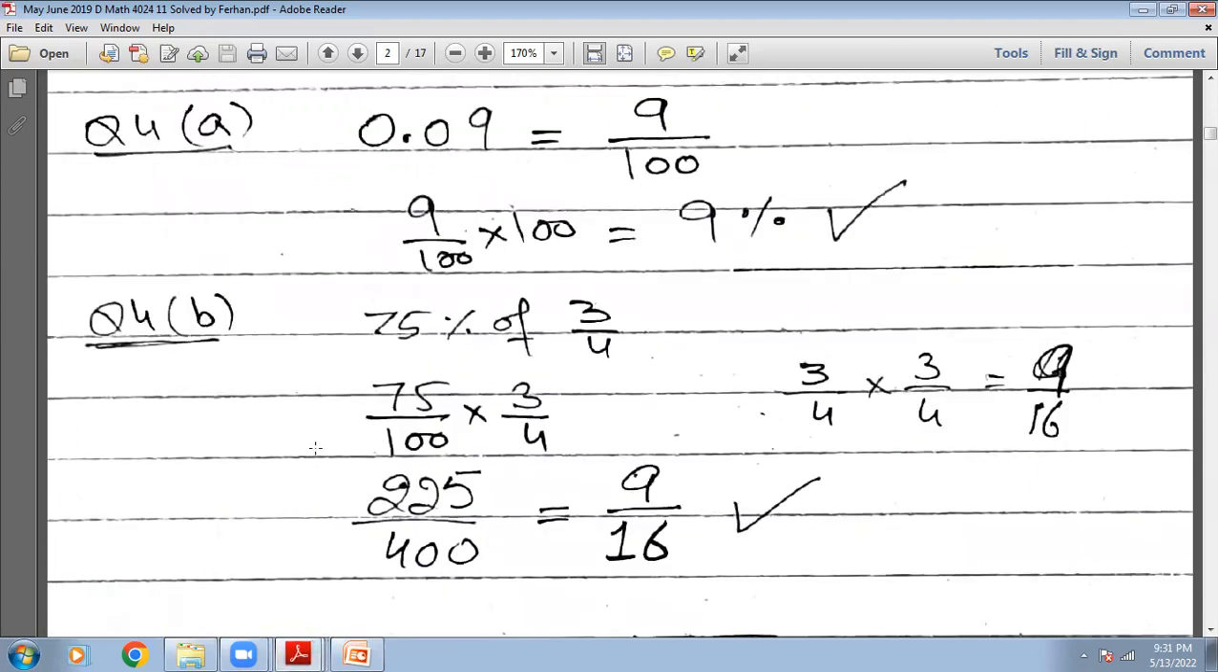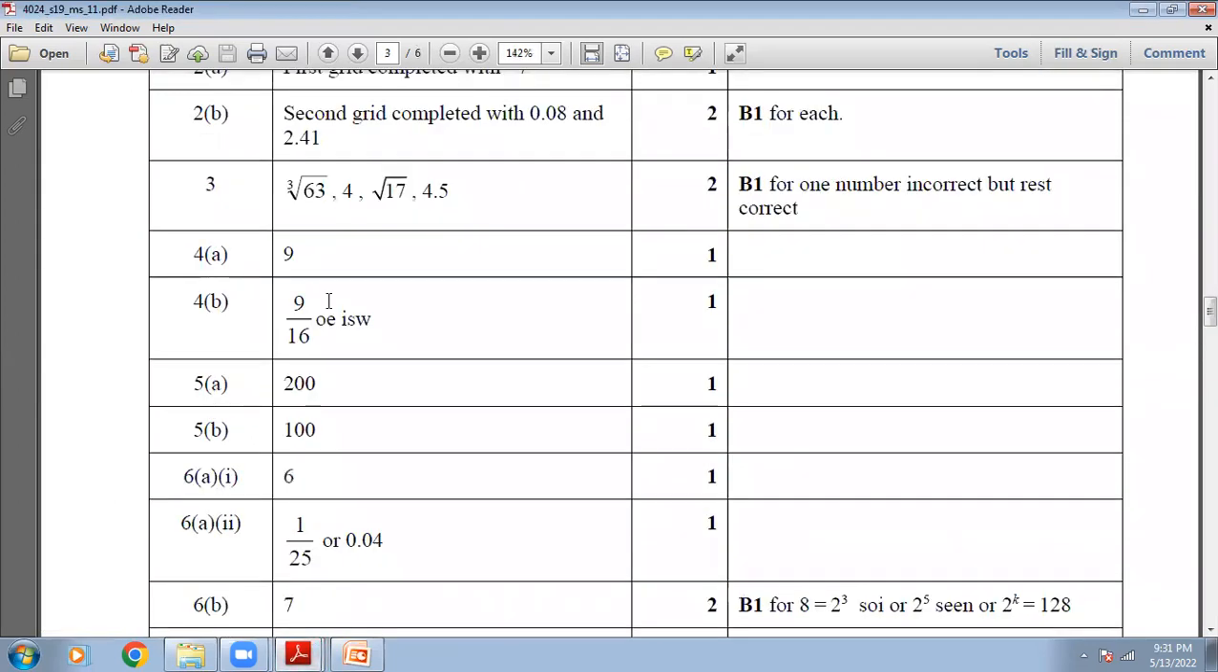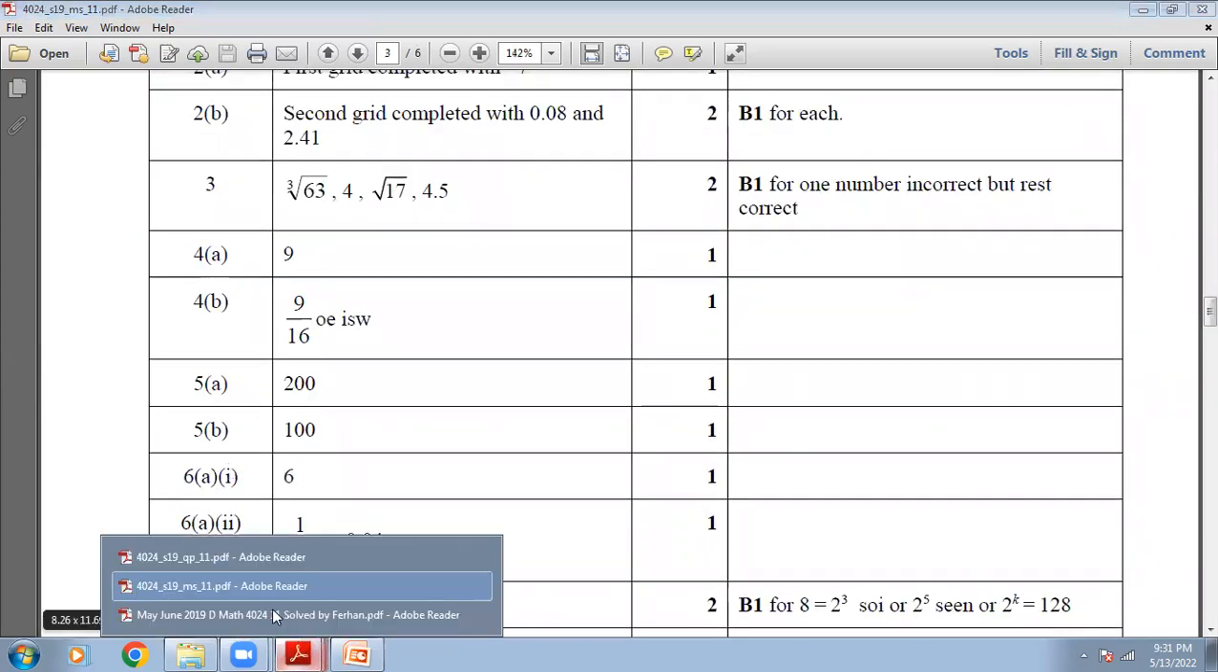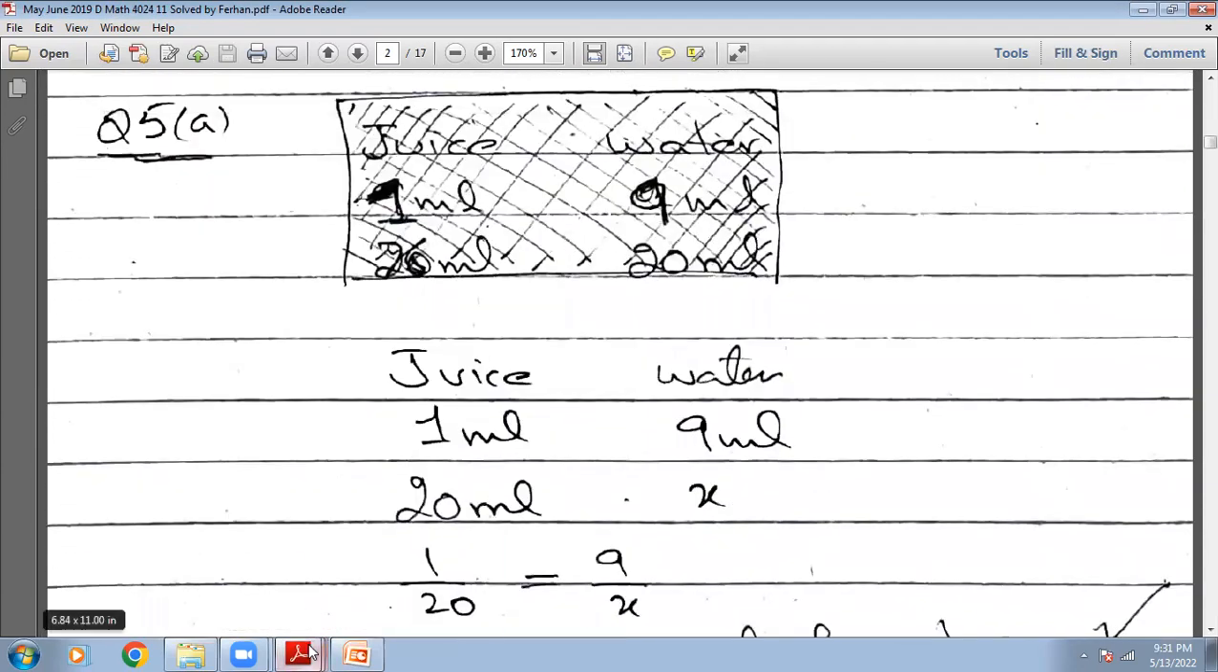So I have already checked my answer for question number 4. But let's have a look at the 9% and 9 by 16. And I think our answers are also this. So our answers are right. Okay, sir, we are going to the next question.